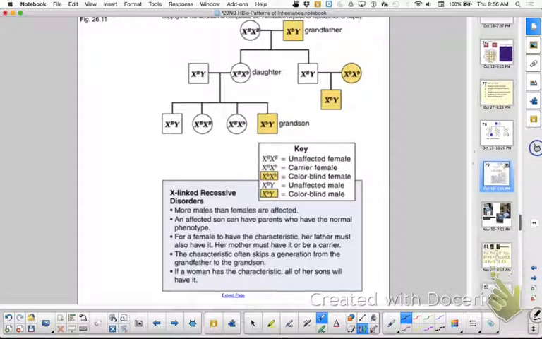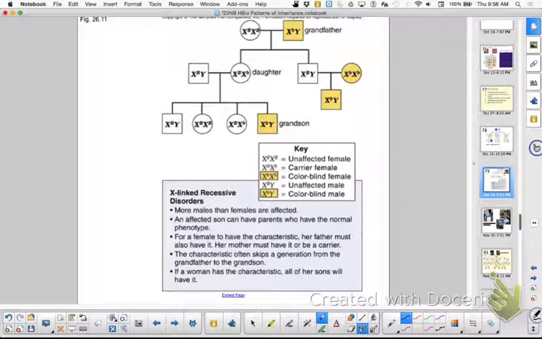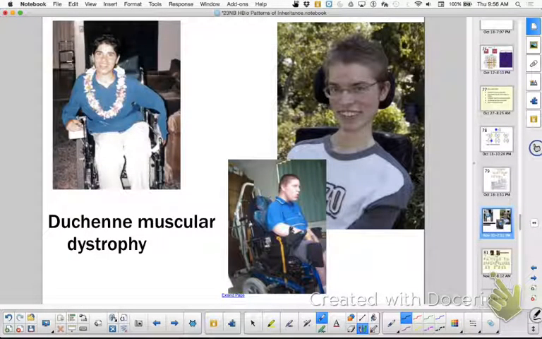All right. Now, some examples of sex-linked diseases. Here's Duchenne's muscular dystrophy. There are other forms of muscular dystrophy, but Duchenne's is a sex-linked disease. If a mom has Duchenne's muscular dystrophy, what can you tell me about all of her girls? They're going to at least be carriers, right?